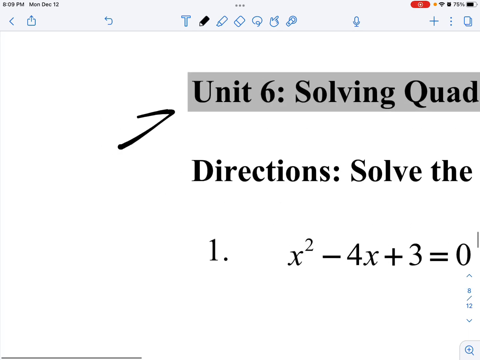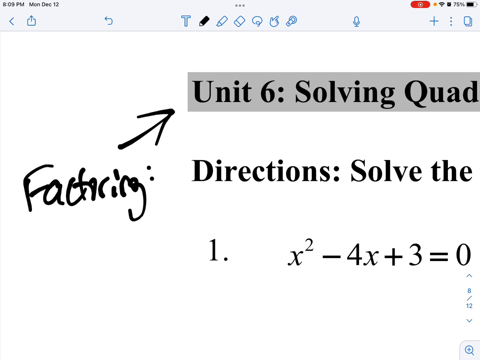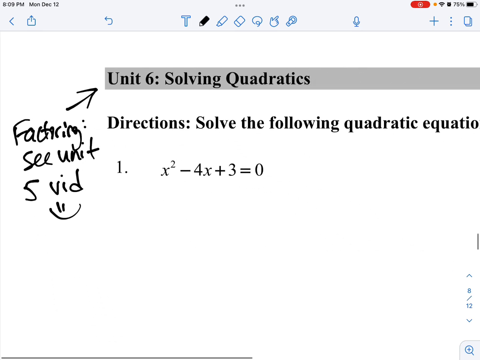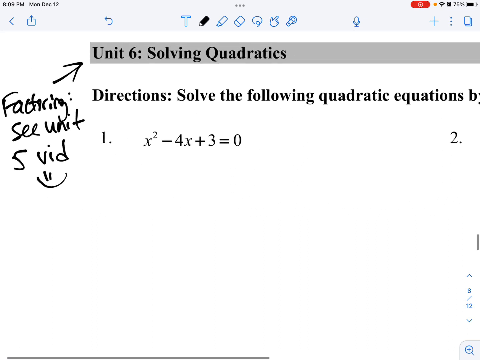you to do is for factoring, see the Unit 5 video. Okay, so I'm going to go through the factoring really quickly because I explain how to do the factoring problems in the Unit 5 video. So I'm going to do that part just to save time so I can get through more of these.